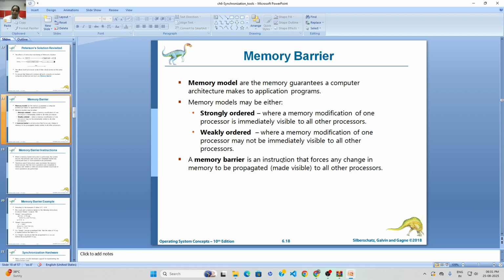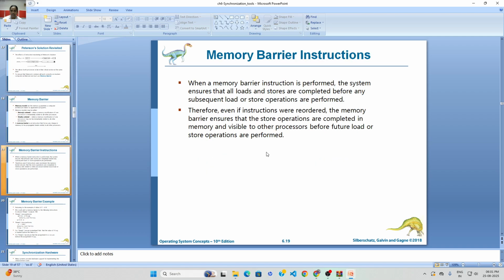Memory barriers. Memory models guarantee that a computer architecture makes application programs strongly ordered or weakly ordered. Strongly ordered means a memory modification by one process is immediately visible to all other processes. Weakly ordered means the memory modification of one process may not be immediately visible to all other processes.